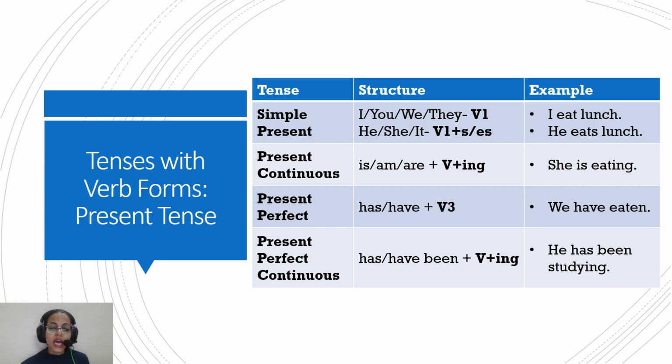Present perfect. This is always has or have plus third form of verb. We have eaten. Present perfect continuous, has, have, been plus the ing form of verb. He has been studying. So study is the first form and ing form of study is studying. So this is the structure. Simple present, first form of verb. Present continuous, is, am, are plus ing. Present perfect, has, have plus third form, and present perfect continuous, has, have, been plus ing form. So you can just remember that present continuous is small, so you just use is, am plus ing. When it becomes long, present perfect continuous, then has, have, been plus ing. This is how you can remember.